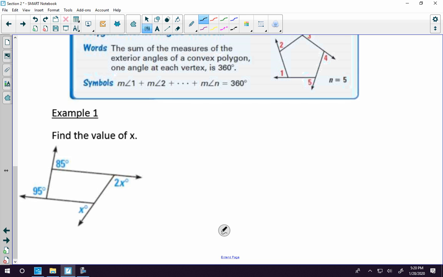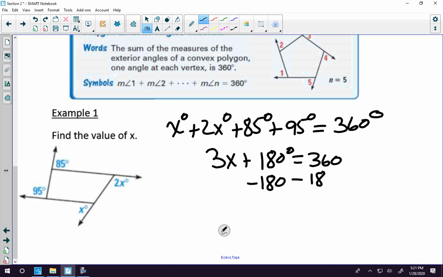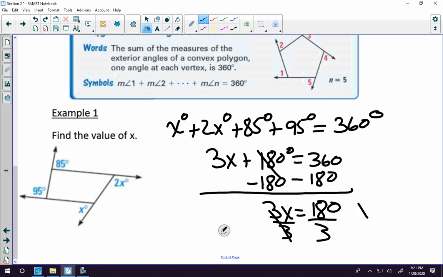So applying that notion here, we're going to take one of the exterior angles plus the other exterior angle plus the other exterior angle plus the other exterior angle, always equal to a nicely made circle, 360 degrees. Combining like terms on the left side of the equation, we get 3x plus 180 degrees equals 360 degrees. Subtracting 180 from both sides of the equation, we get 3x equals 180, dividing by 3, arriving at x equals 60.